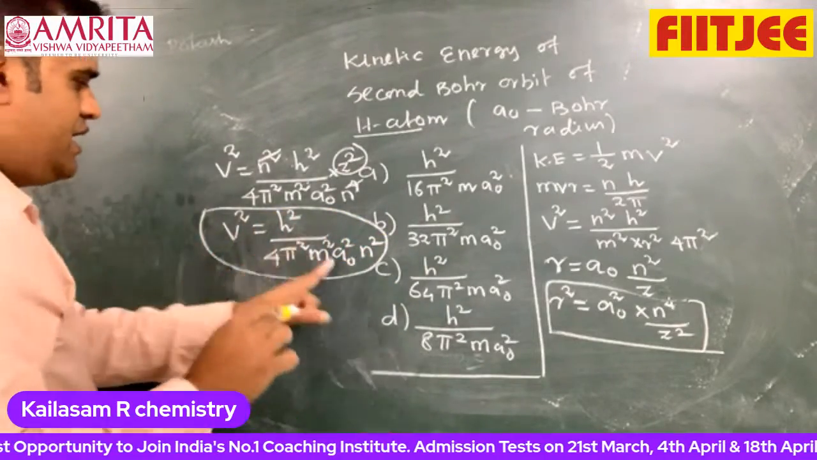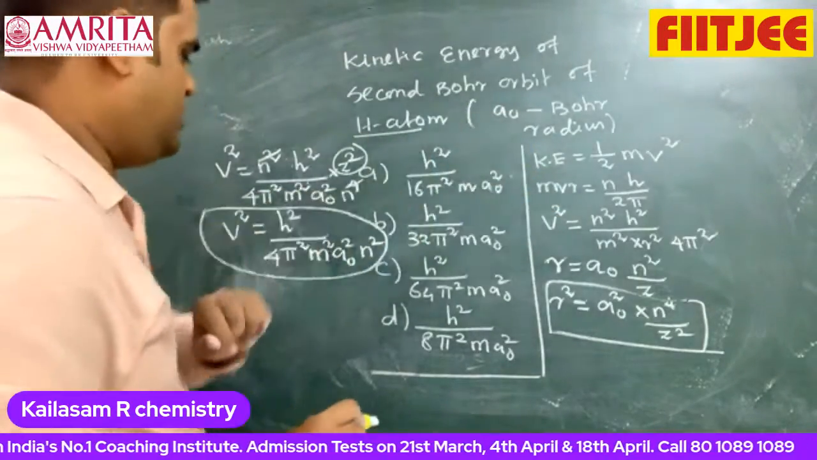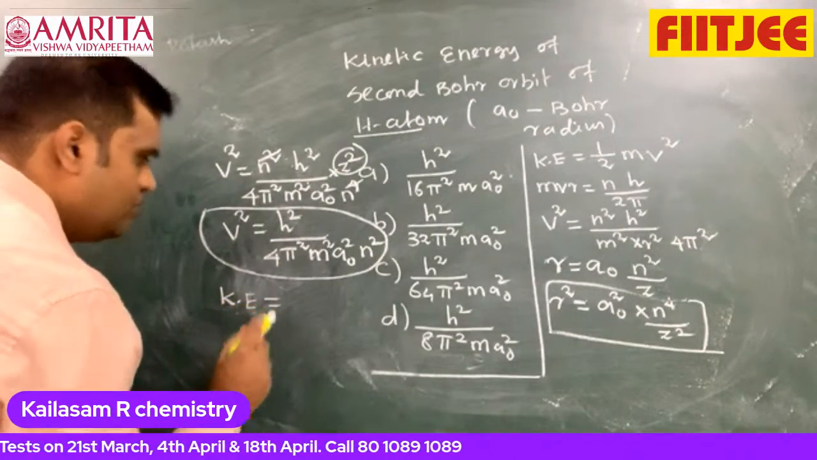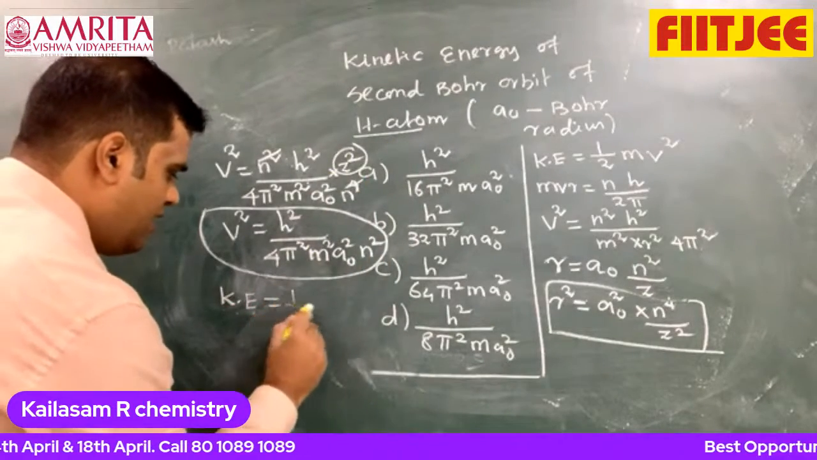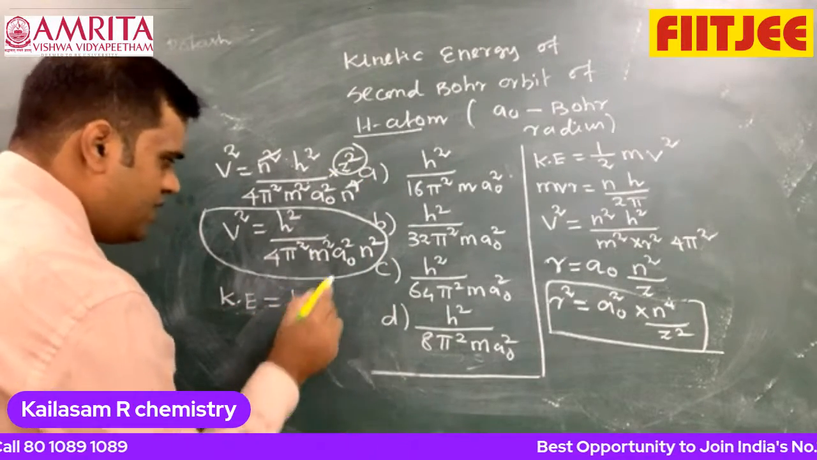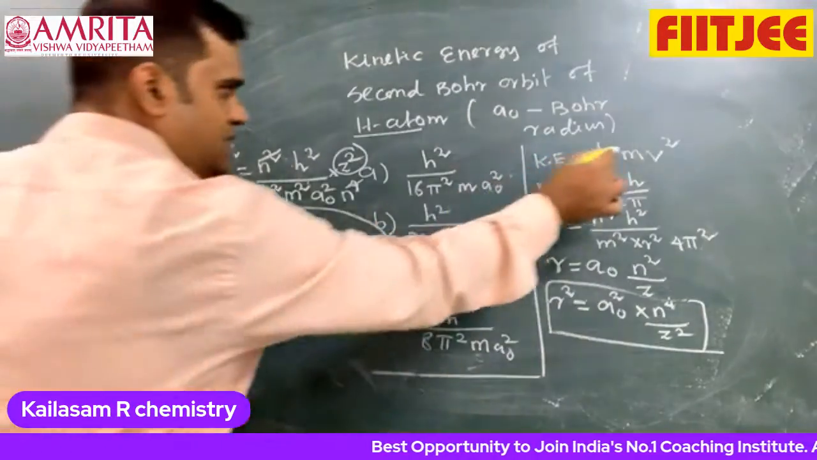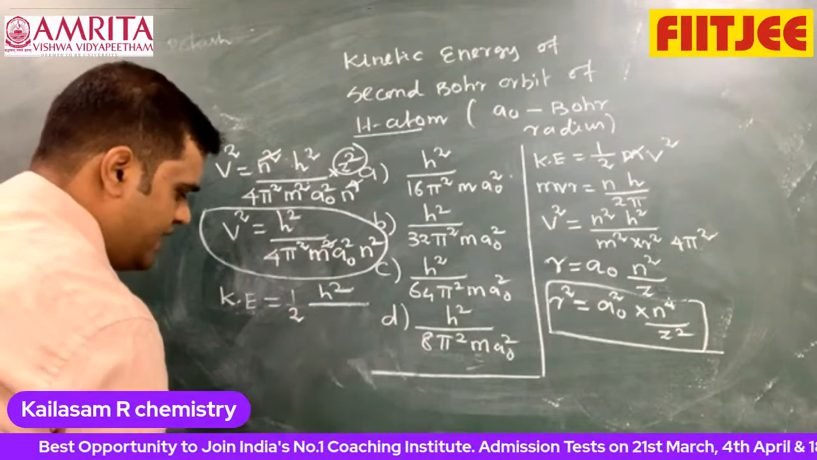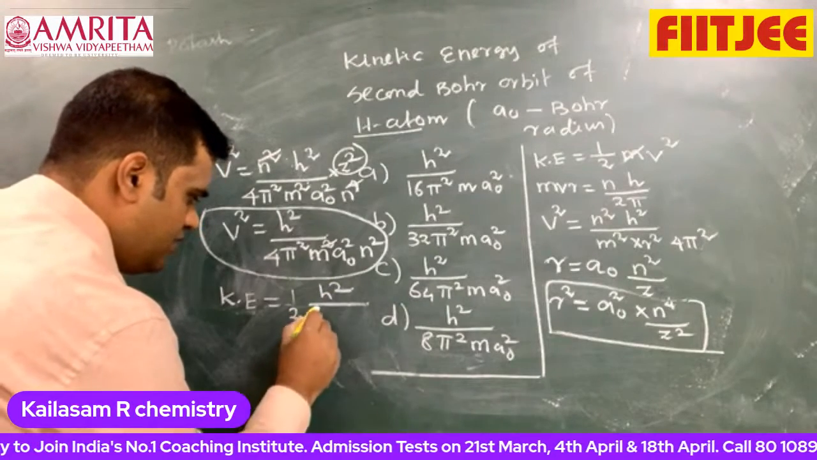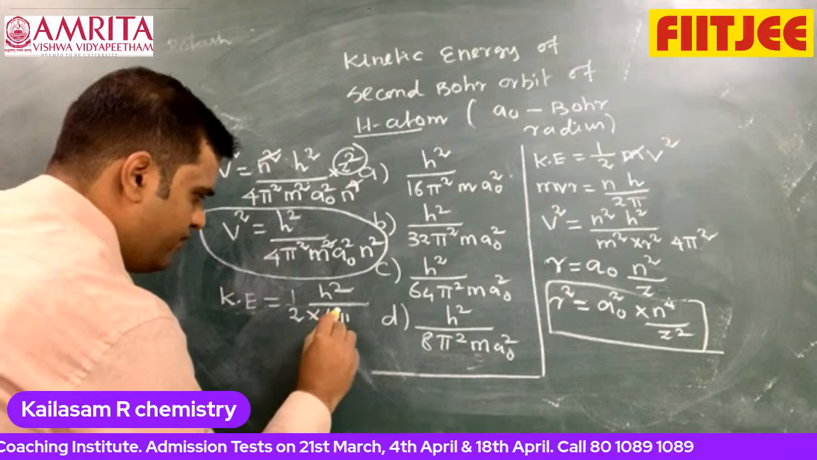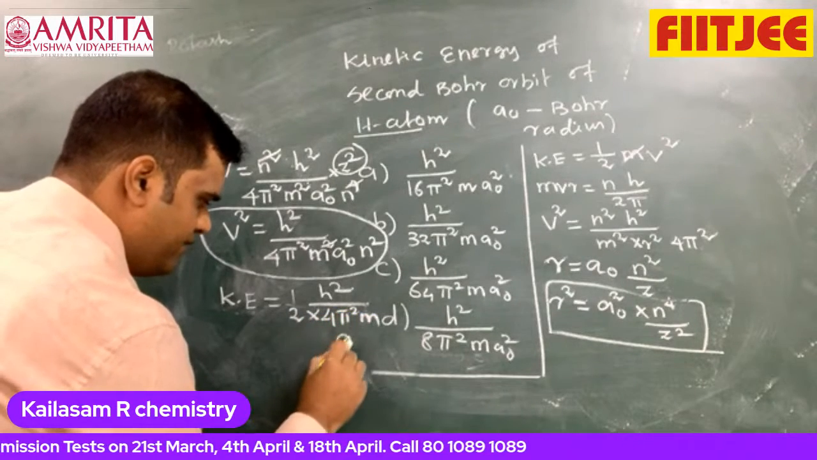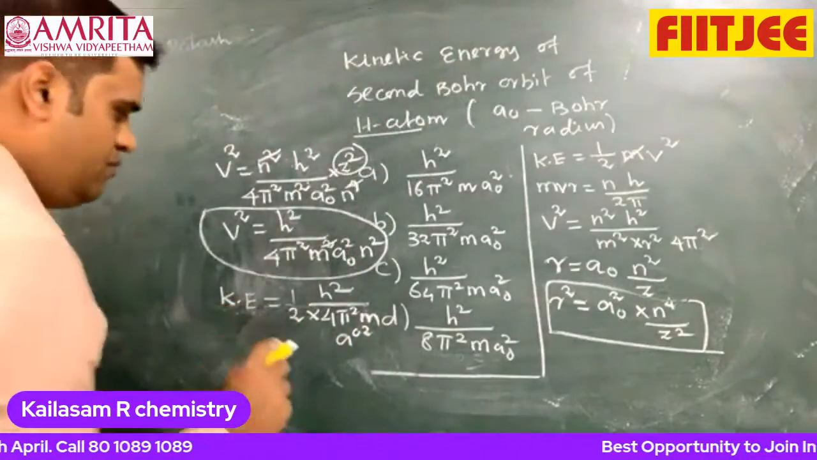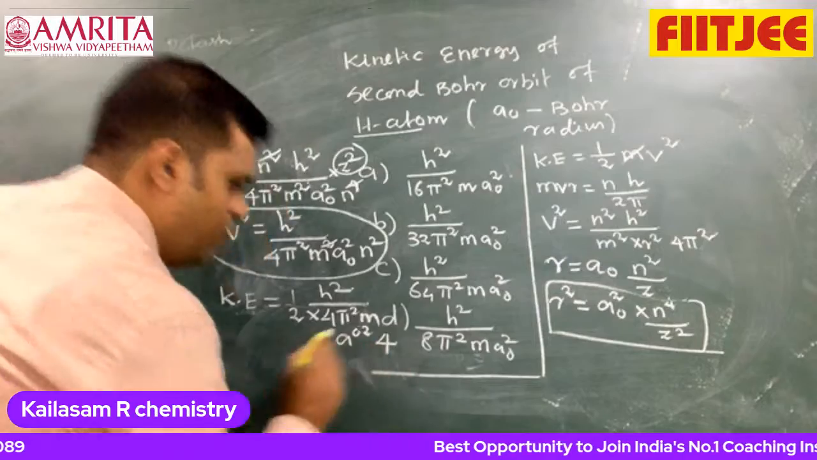This is v square. Can I substitute in this equation? I can write KE which is equal to what? Half m into v squared. This and this will be cancelled off. Therefore, h squared by 4 pi square m a naught square. What is n square? They gave second Bohr orbit. That means I can write 4.